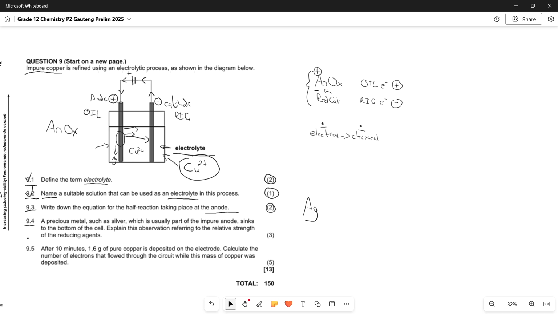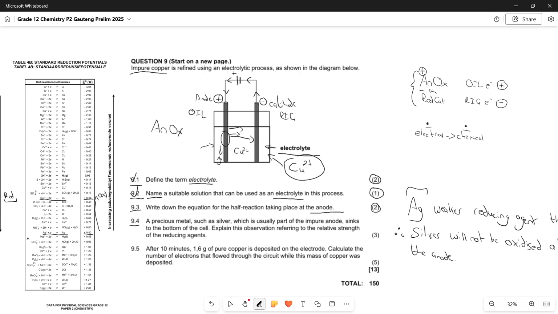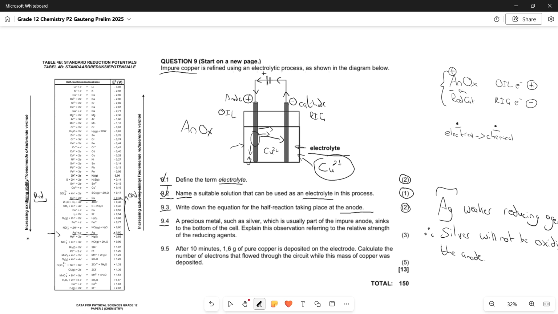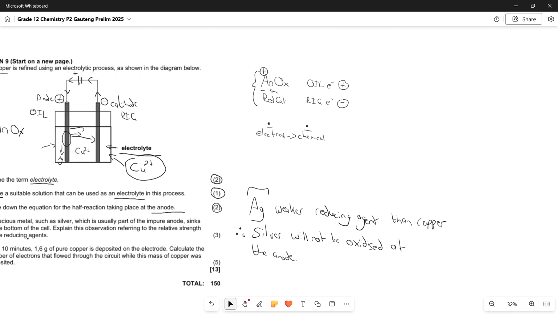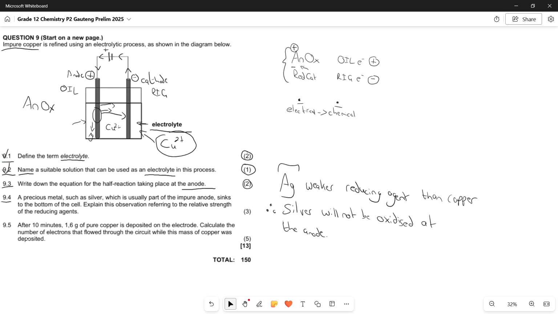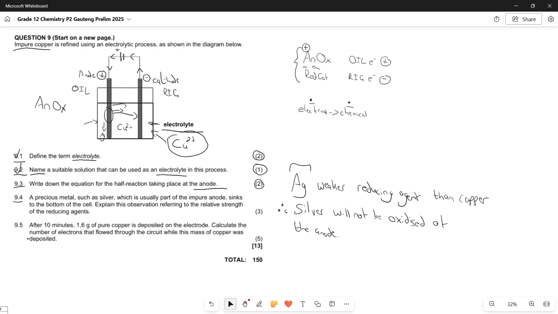Okay, so we write silver or Ag is a weaker reducing agent than copper, and therefore silver or Ag will not be oxidized at the anode. Okay, and this would earn us 3 marks over here as we establish that Ag is lower down over here. It is a weaker reducing agent because reducing agents oxidize, and therefore the copper will be oxidized at the anode and the silver will not, and therefore it will float down to the bottom just like they mentioned in 9.4.